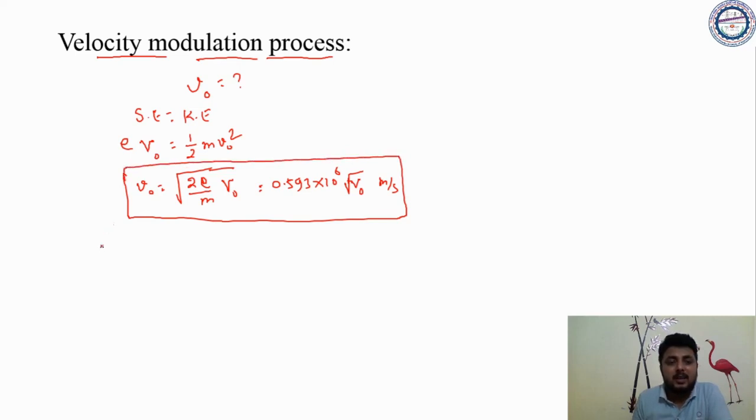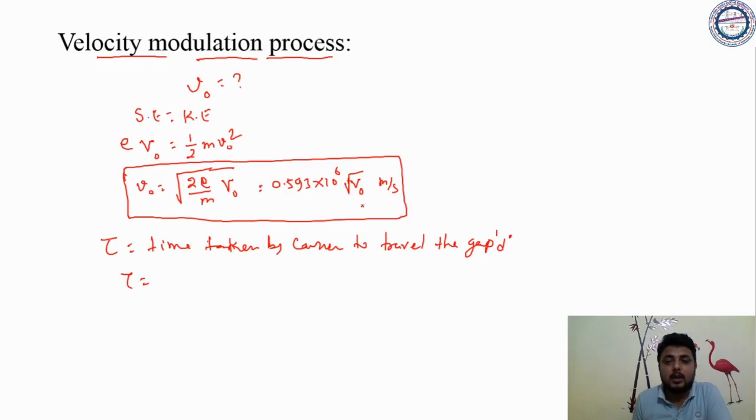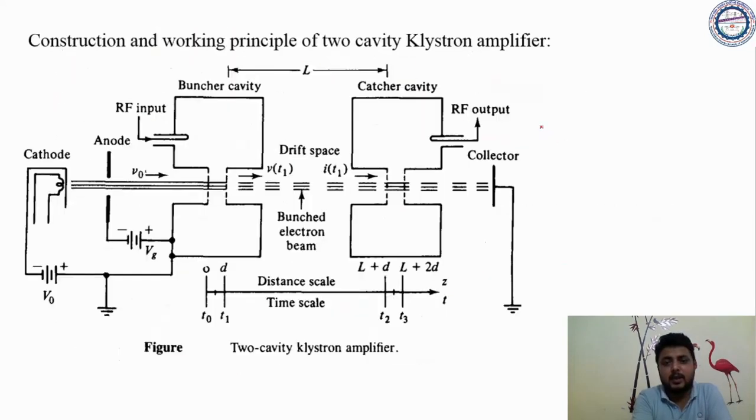Now the transit time is the time taken by the carrier to travel the gap d. So this tau should be equal to, as you have seen in the figure in the previous slide, we have taken t0 as the time, and this gap distance is called d.